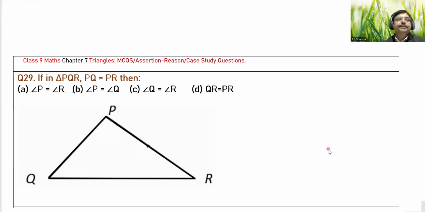In the figure, in triangle PQR, PQ is equal to PR. When two sides of a triangle are equal, their opposite angles are also equal. So C is the correct option.